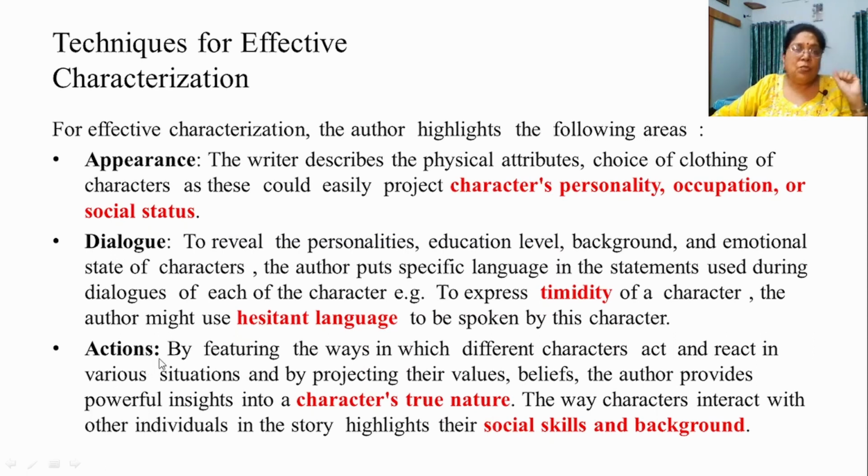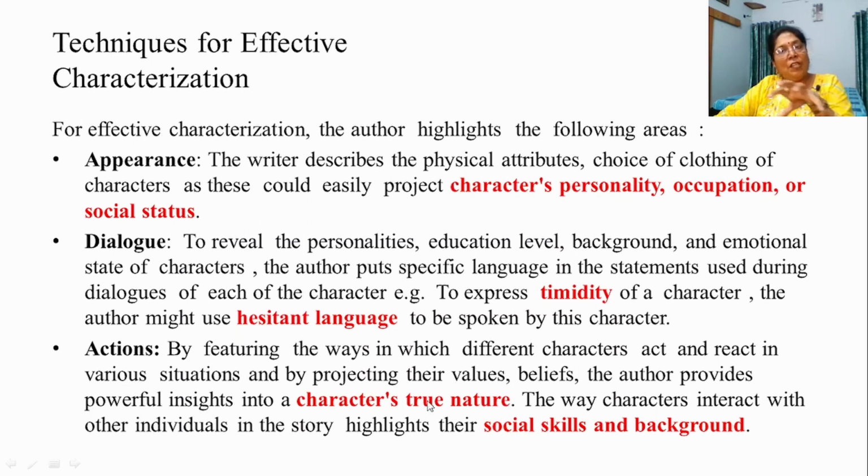This action is used as a technique. When the character is shown in action, in which the different characters are acting and reacting in various situations, how the characters are acting and reacting in different situations, and what their values, beliefs, etc. are, by projecting them, the writer provides a powerful insight into the character's true nature.